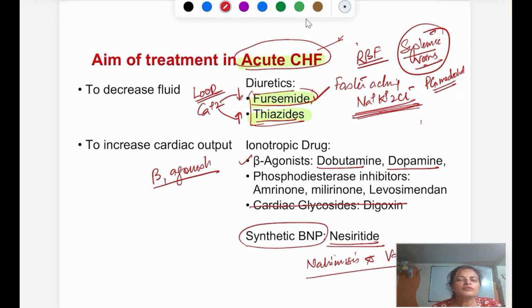Now how is dobutamine going to act? So dobutamine is a beta 1 agonist. So what receptor is there in the heart? It is a beta 1 receptor.